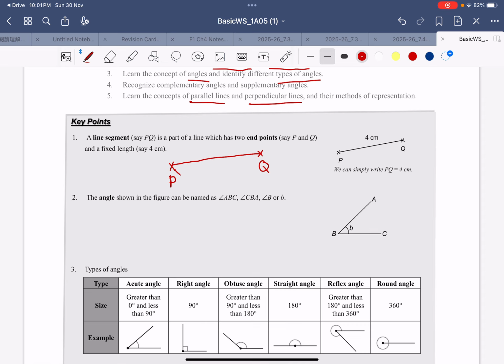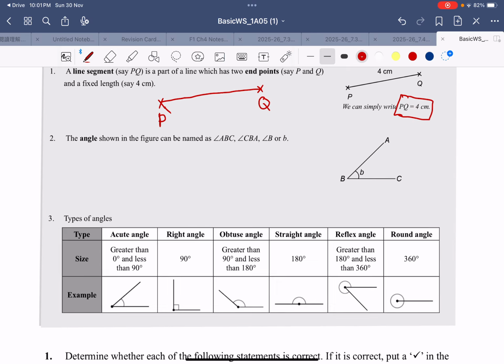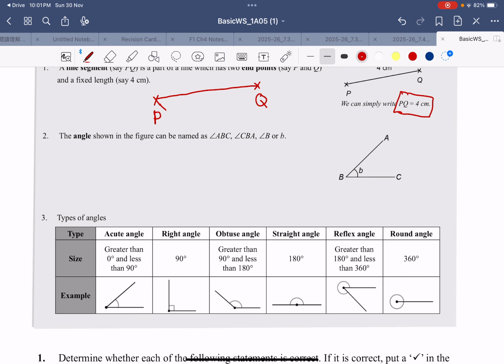And this line should have a length, say 4 cm. So this is a line segment, PQ. We can simply write this PQ equal to 4 cm. So PQ is a line segment. And then we have a concept of angle. What is an angle? For example, we have two line segments, AB, intersecting the other line segment, BC, at the point B here.